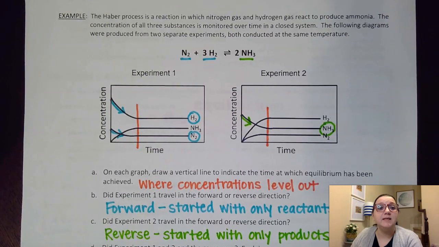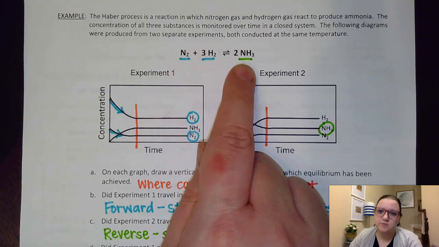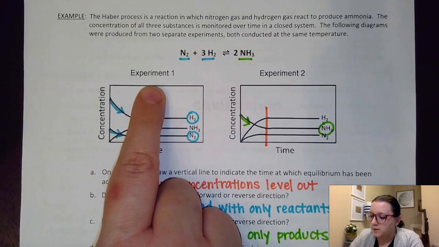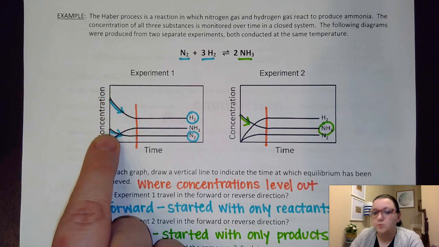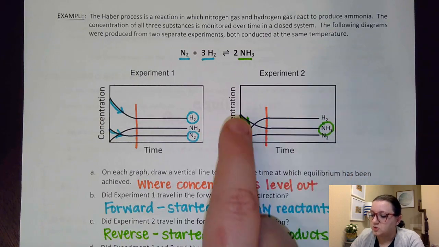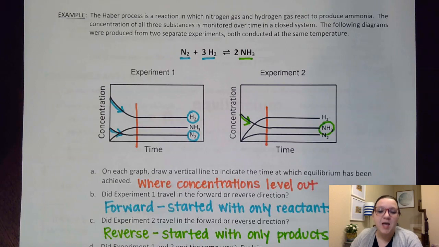And we see here that they give us an example. The Haber process is a reaction in which nitrogen gas and hydrogen gas react to produce ammonia. And you can see that they've given us the balanced equation for that process here. And then it says that the concentration of all three substances is monitored over time in a closed system. The following diagrams were produced from two separate experiments, both conducted at the same temperature. So you notice here that in experiment 1, we started with lots of H2 and N2, and then we let that reaction proceed. However, in experiment 2, we started with lots of NH3 and let that experiment proceed. And you see that we end up looking the same at the end. And so we're going to talk about that as we answer these questions down below.